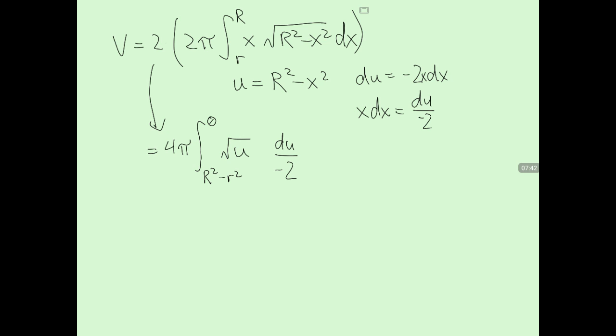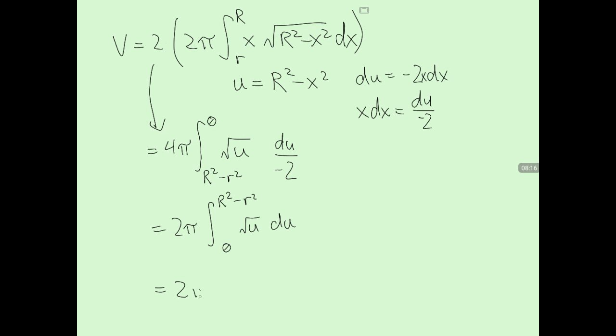So what we can do now is take this negative 2 outside to get 2 pi, and this negative sign will multiply into this definite integral, which all it does is just reverse the upper and lower bounds. So instead of going from big R squared minus little r squared to 0, we go from 0 to big R squared minus little r squared, and the negative cancels out. So we have root u du.